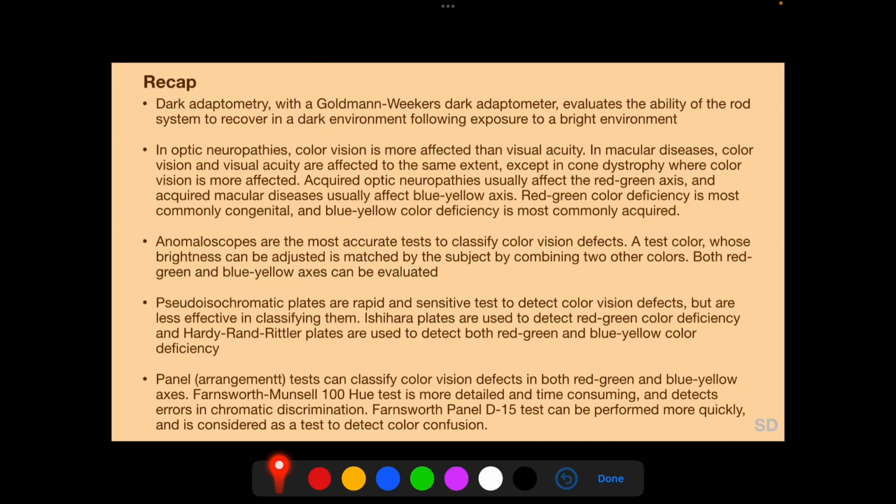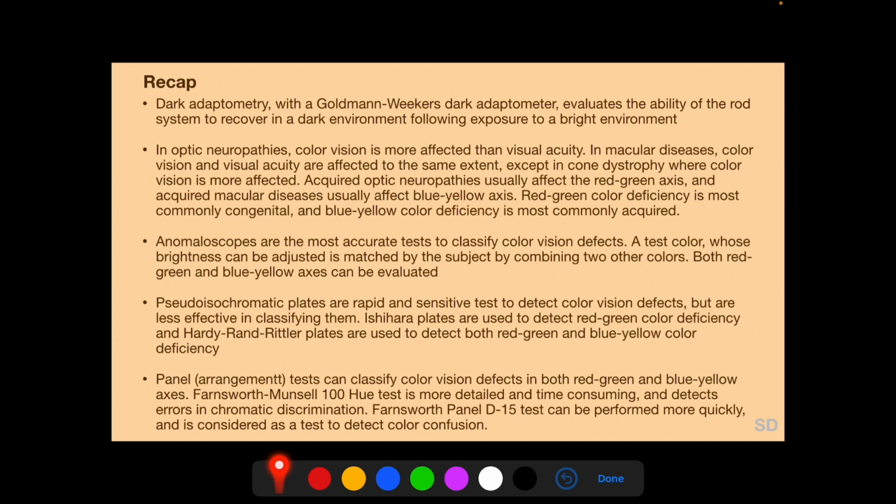To recap the salient points, dark adaptometry performed with a Goldmann-Weekers dark adaptometer evaluates the ability of the rod system to recover in a dark environment following exposure to a bright environment. In optic neuropathies, color vision is more affected than visual acuity, but in macular diseases, color vision and visual acuity are usually affected to the same extent, except in cone dystrophy, where color vision is more affected. Acquired optic neuropathies usually affect the red-green axis, and acquired macular diseases usually affect the blue-yellow axis.